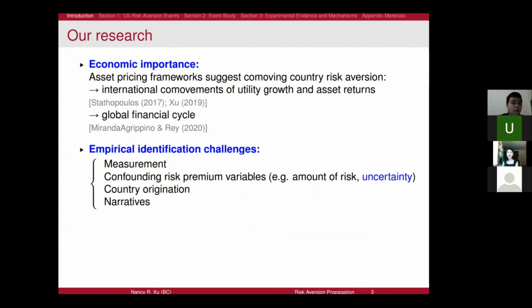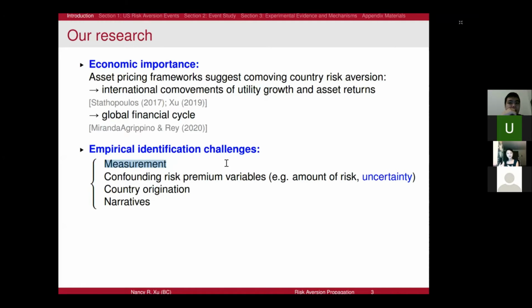Okay. Now, even though there's very little research on risk aversion propagation, on how it can move across countries, there have been papers arguing that the existence of a global risk aversion, or global risk appetite, can potentially explain some of the important patterns in international co-movements and the global financial cycles. And we have these empirical identification challenges, of course. One of them is obviously the measurement. What measures this country-level aggregated risk aversion? That is an ongoing debate.